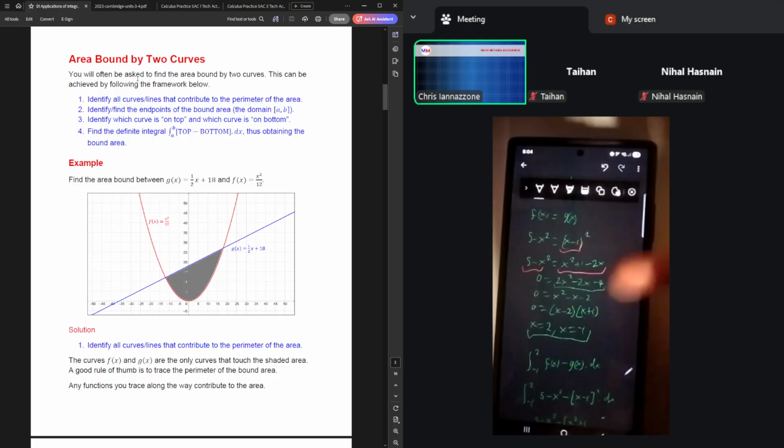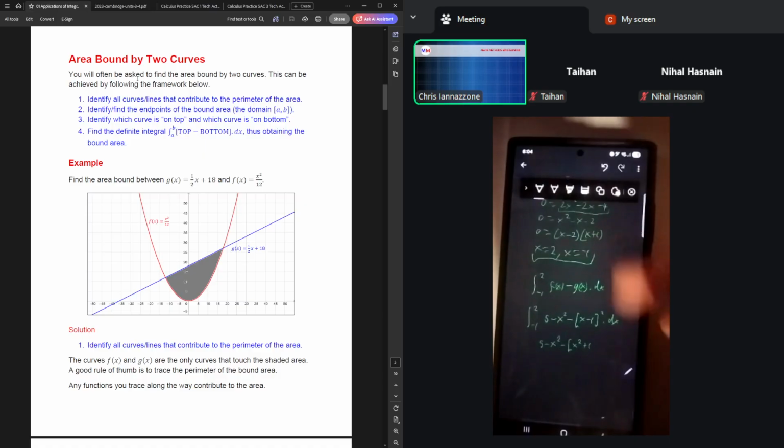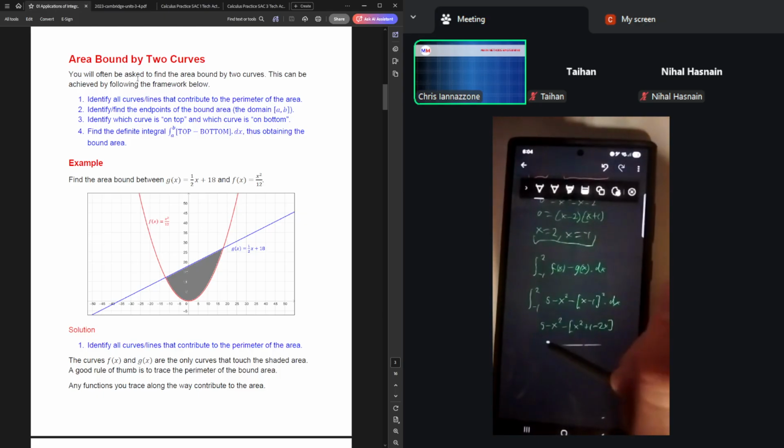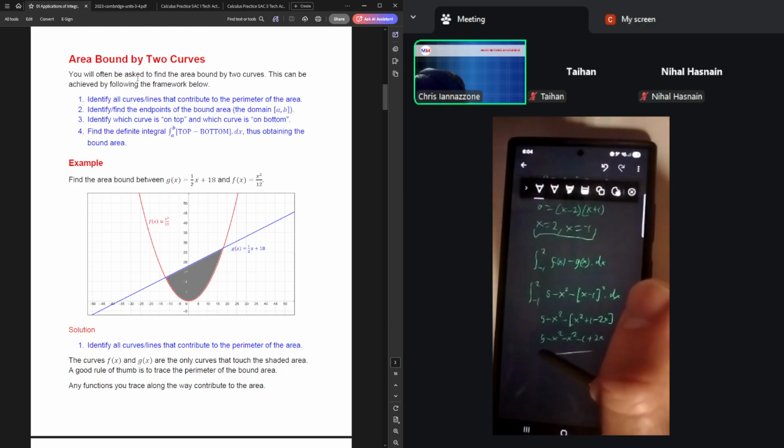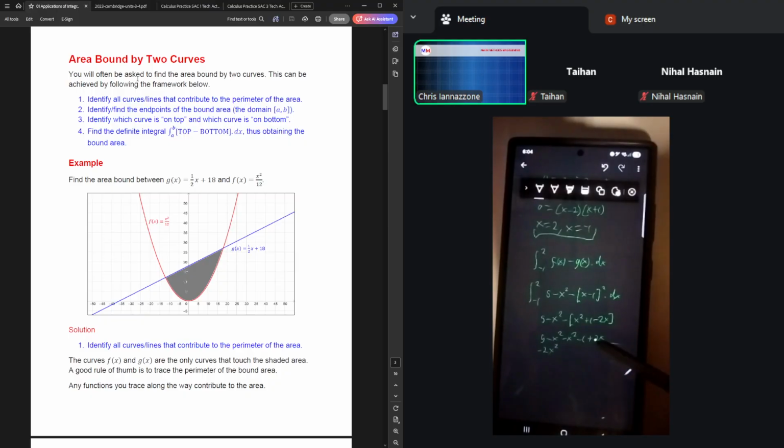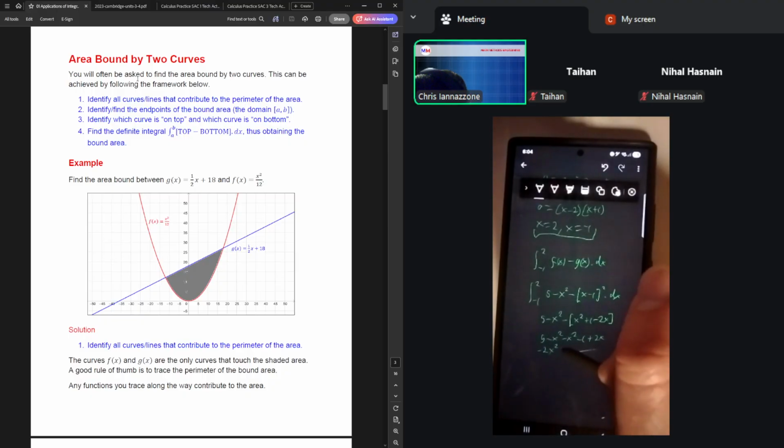Yeah, okay, I did that right. I thought I left it minus 1 for some reason. x squared plus 1 and then minus 2x. So it's going to be 5 take x squared, take another x squared, take 1 plus 2x, minus 2x squared, and minus 1 plus 5 is plus 4, and plus 2x.